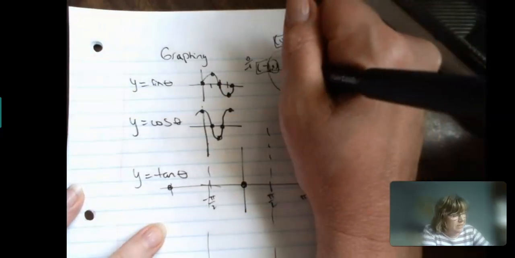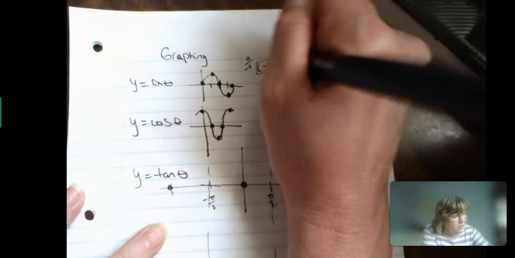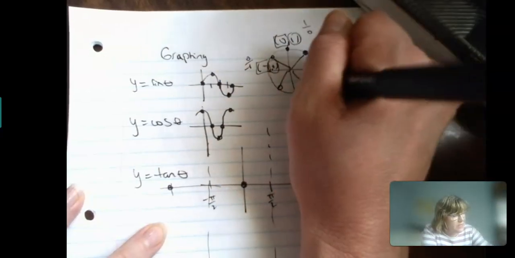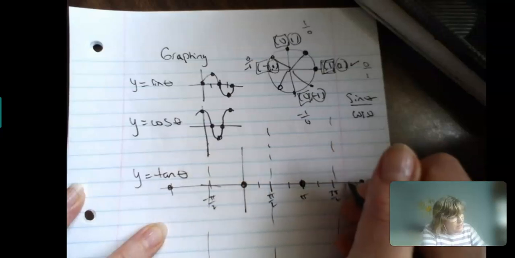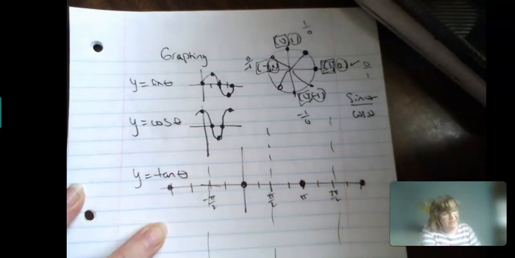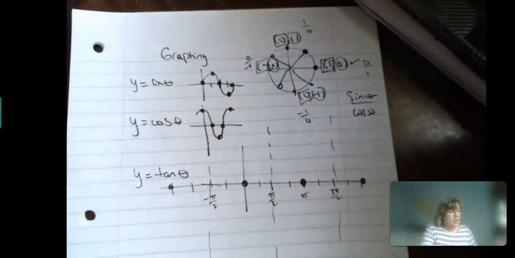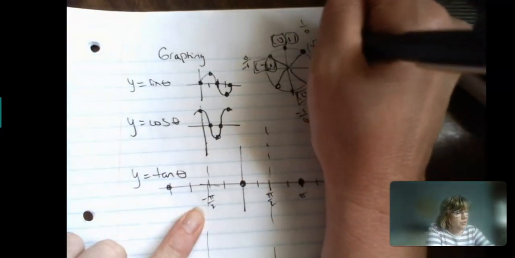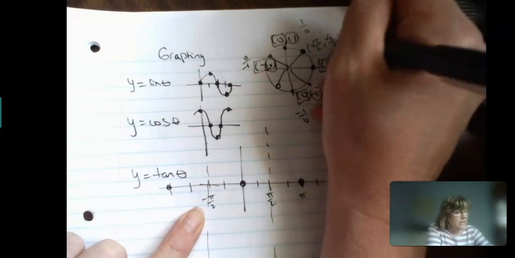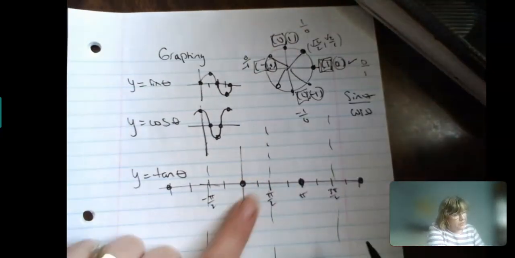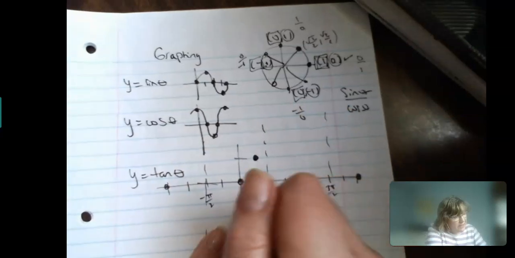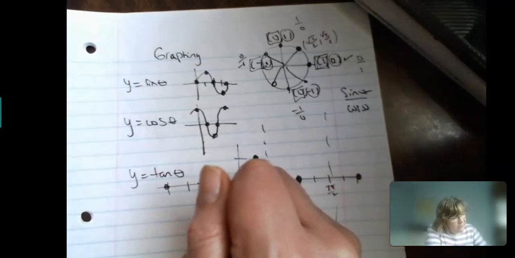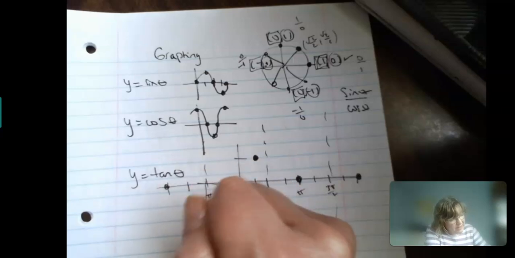So I need to add more key points. We add in these 45s, which are pi over 4. I'm just going to cut everything in half here because half of a half is a fourth. Then here you have square root of 2 over 2, square root of 2 over 2. When I divide that, I get 1. So now this guy's going to go at 1, and this guy is at negative 1.